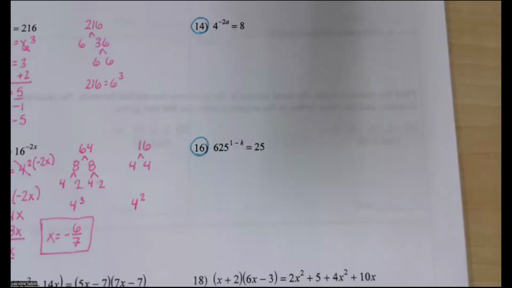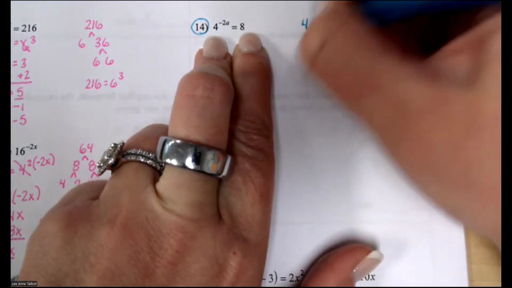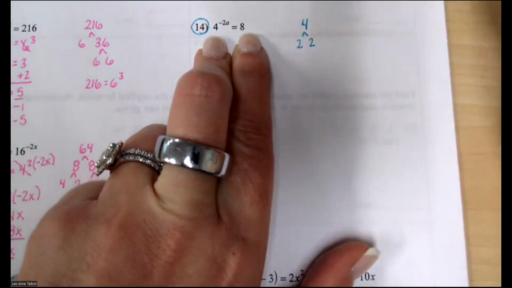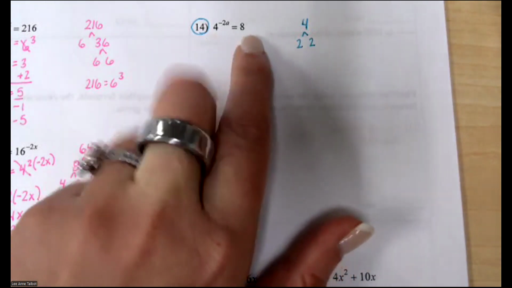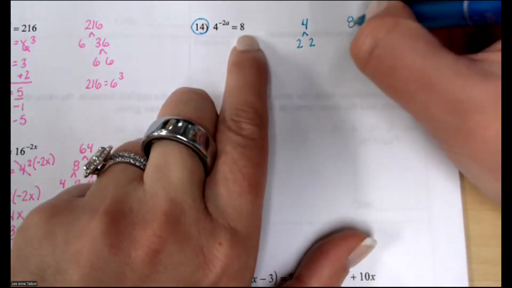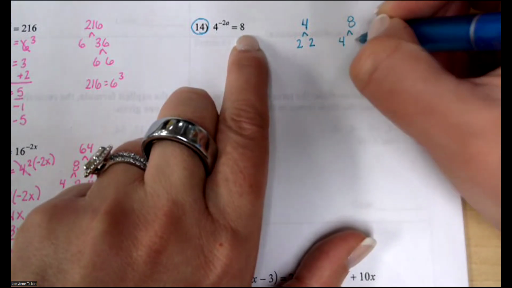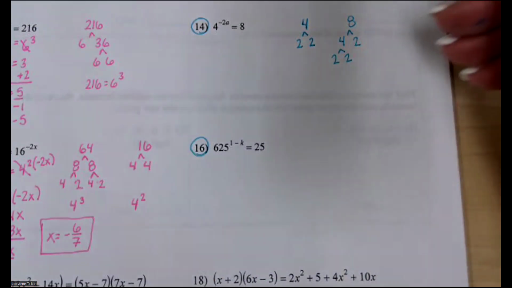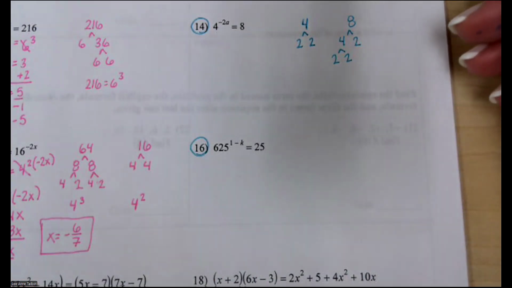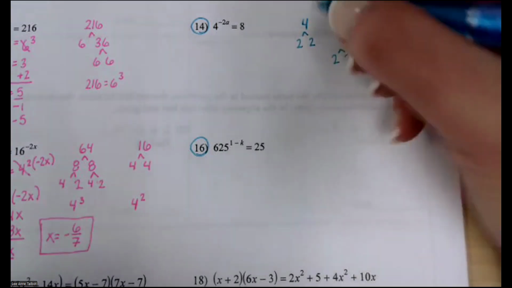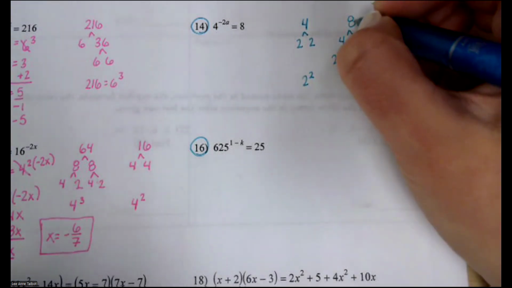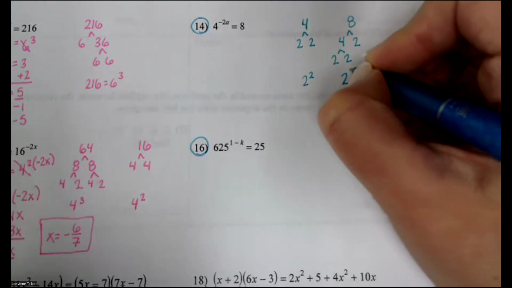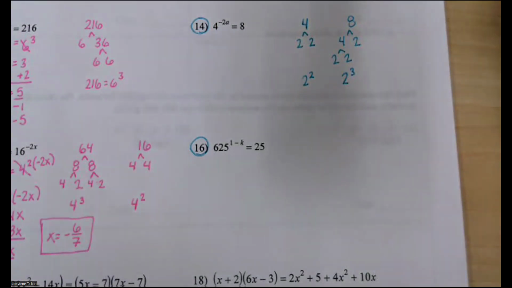Okay, so 4 and 8. I'm going to go over here and go 4 and make my little tree. 4 is 2 times 2. And then I'm going to do 8. 8 is 4 times 2, and 4 is 2 times 2. I guess this one's not too bad. Okay, so 4 is 2 squared, and 8 is 2 to the third.